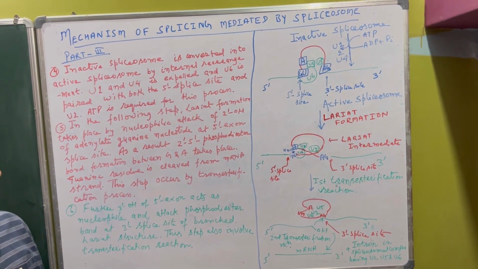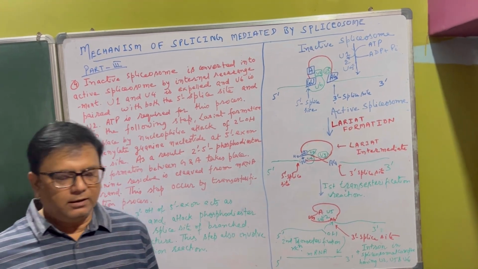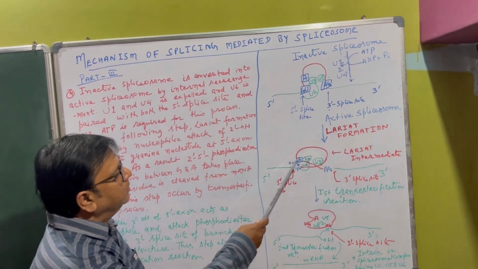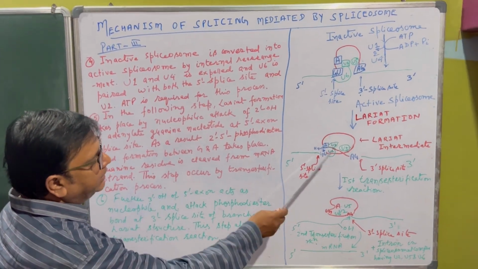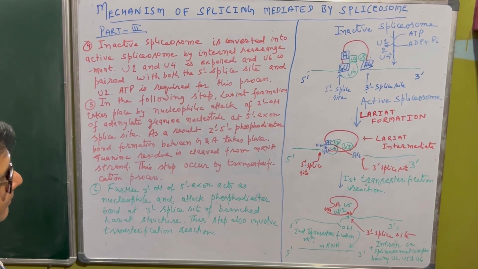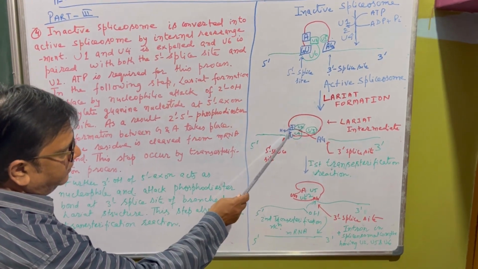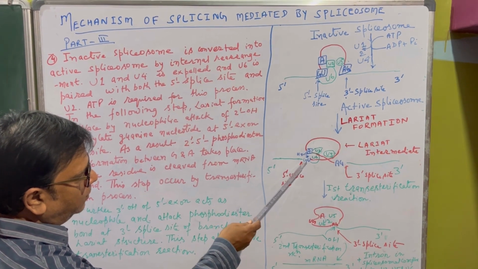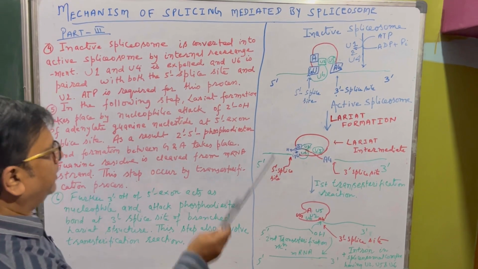it also activates the adenine or adenylate residue as a nucleophile. The OH of this adenine attacks the guanine nucleotide at the 5' exon splice site. That is here, 5'. This is exon, so you call it the 5' splice site or 5' exon splice site.